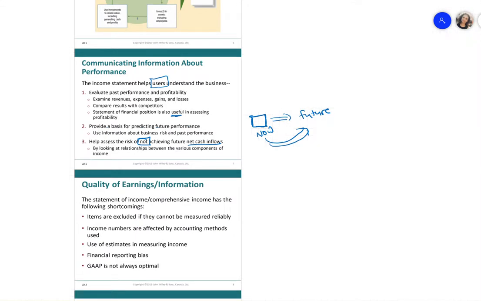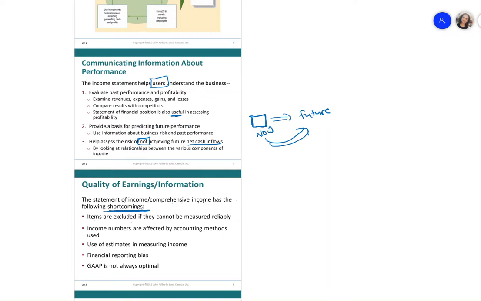Going further, when we are talking about quality of earnings and information, the statement of income/comprehensive income has the following shortcomings. There are always going to be shortcomings. Shortcomings are, in another way, some of the disadvantages.